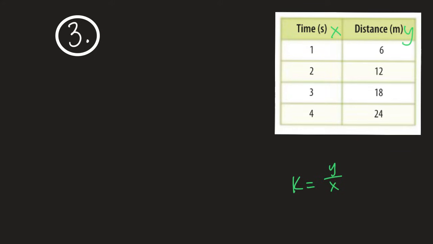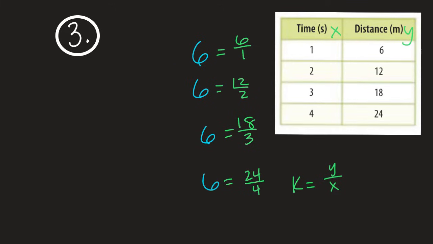So y here is 6 over 1, and this is 12 over 2. This one's 18 over 3, and then you have 24 over 4. And you want to make sure that these rates of change are constant throughout the whole thing. 6 divided by 1 is 6, 12 divided by 2 is 6, 18 divided by 3 is 6, and 24 divided by 4 is 6. So the constant rate of change is 6.